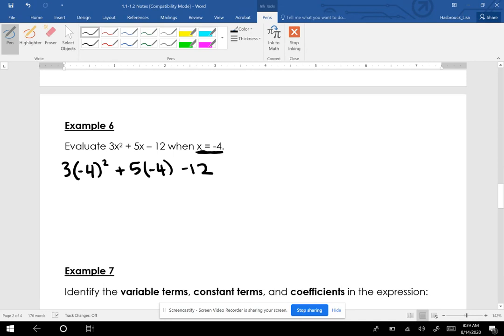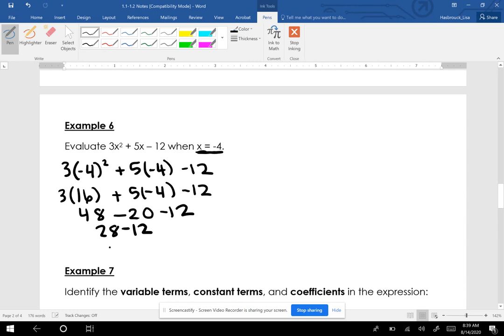Using order of operations, I'm going to do this exponent first. Negative 4 squared is 16, so 3 times 16 plus 5 times negative 4 minus 12. Now I can multiply. 3 times 16 is 48. 5 times a negative 4 is a negative 20, so that becomes minus 20 minus 12. 48 minus 20 is 28, and 28 minus 12 is 16.